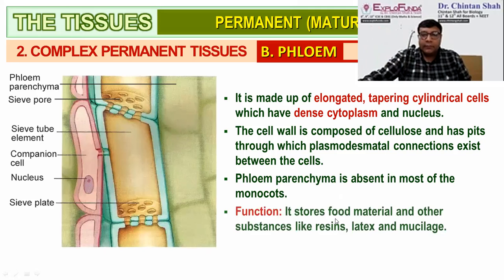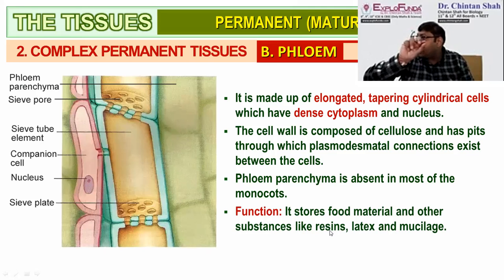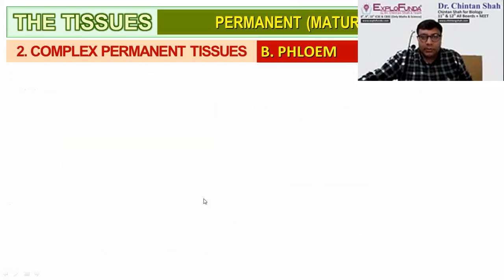Function: store the food material and other substances like resins, latex, and mucilage. Resins give mechanical strength. Latex: have you seen the champa plant, or calotropis? If you break its leaf or pluck its leaf, a white milky secretion comes out. That is known as latex. And mucilage means something which is secreted, which is very viscous and sticky. So that's what mucilage is.